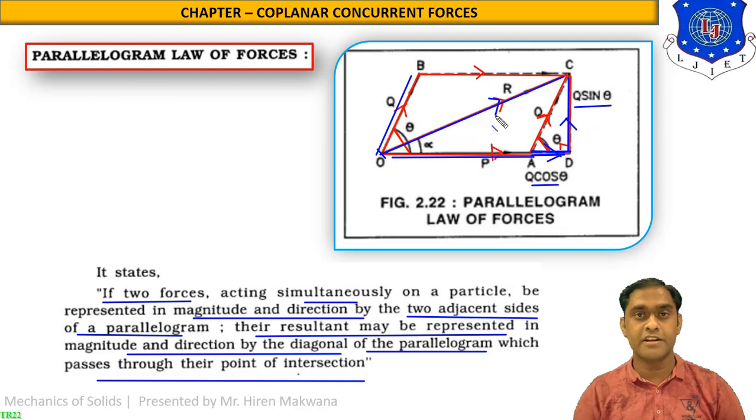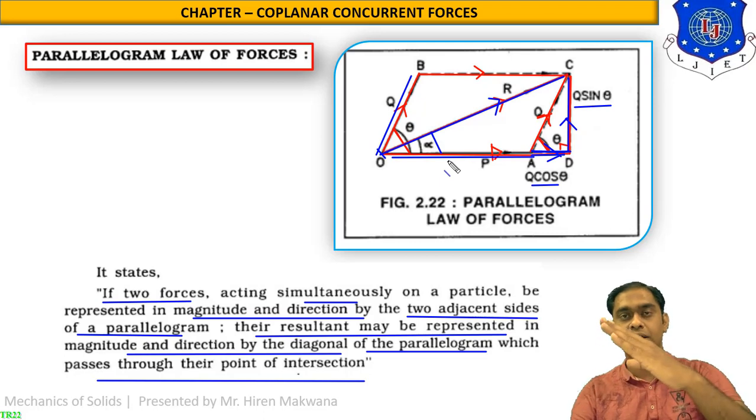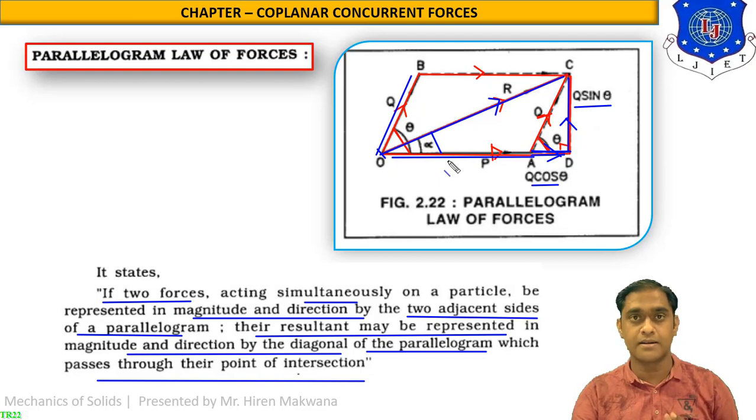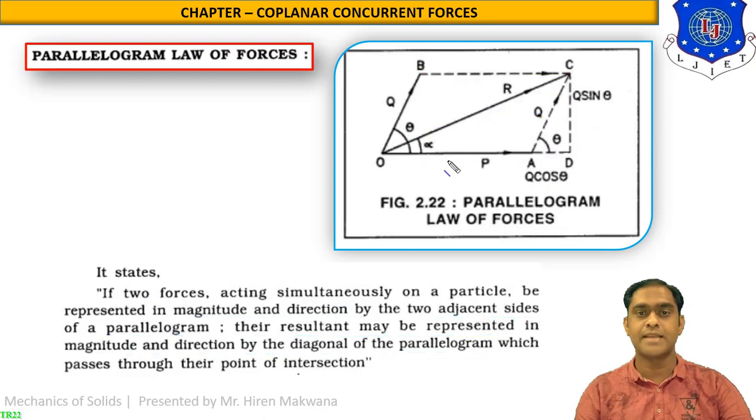But our interest is to find the formula to find out the resultant and its direction. You can see from the figure that this angle alpha, which is the angle between R and P, that is R and horizontal, is known as the direction of the resultant. So we have to calculate first of all R, and after that alpha. Let us see step by step.